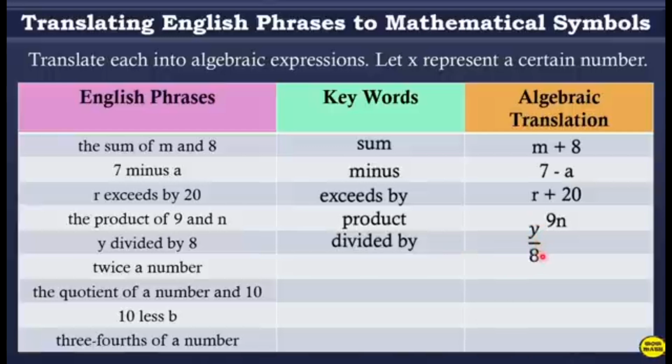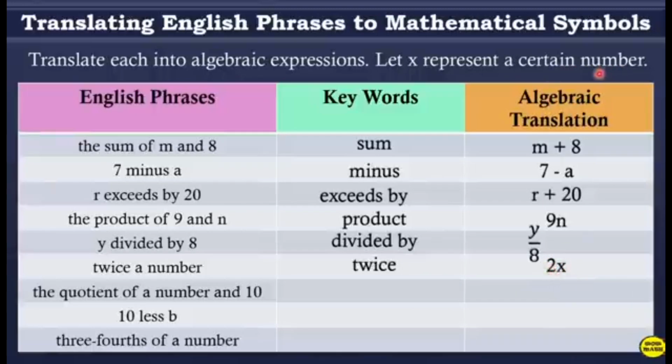Next is twice a number. So the keyword here is twice. And when we say twice, we're going to multiply it 2 times. So twice a number, we will have 2x. Since we are going to twice a number, we don't know the number. We're going to twice a particular number, so we will have 2x, the twice the number.